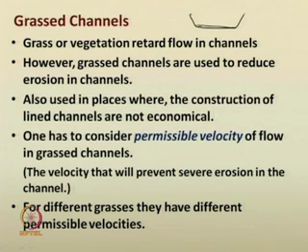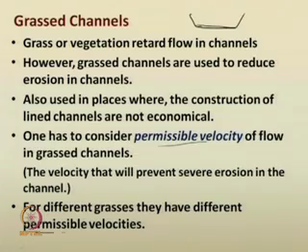Here again, for the grass channels also, one needs to consider the permissible velocity of flow. In grass channels, any large magnitude of velocity cannot be used. Grass can also bear only a certain amount of velocity, so that permissible velocity you need to take into account. The velocity that will prevent severe erosion in the channel is called the permissible velocity. For different grasses, you have different permissible velocity. It is the property of the grass that determines the permissible velocity.